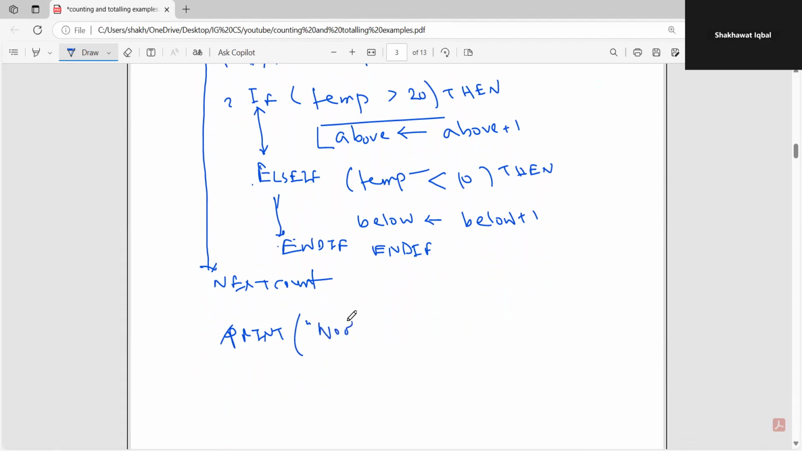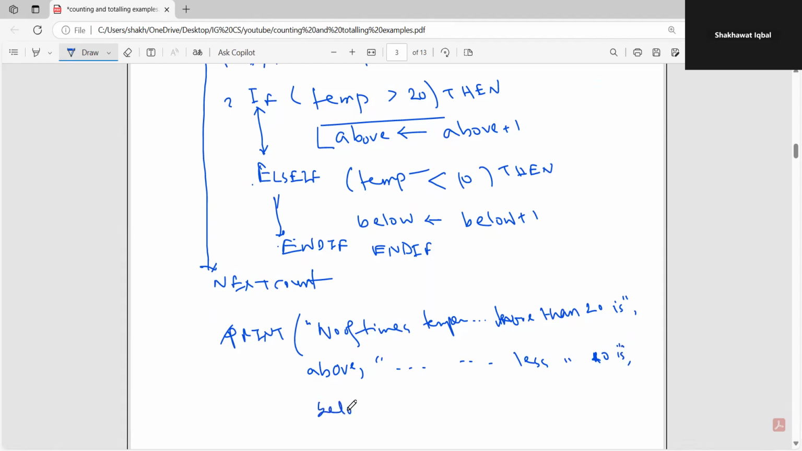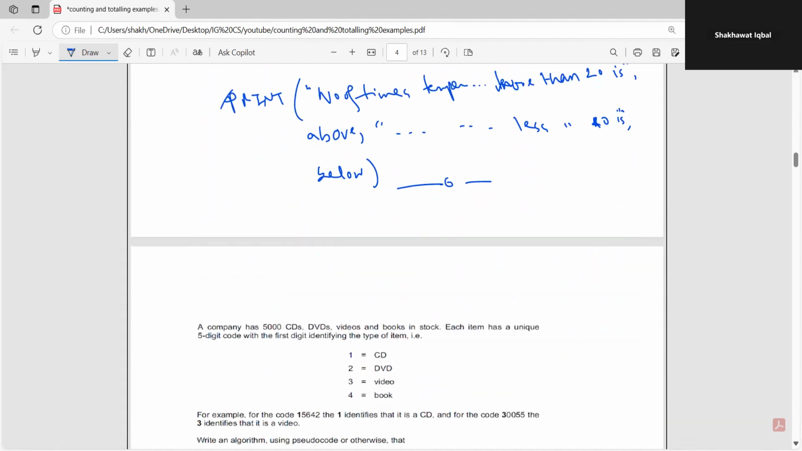You can write number of times, temperature, less than 10, 20, more than 20, you can write a very nice sentence, no issue at all. Meaningful, okay? Is about, comma, number of times, temperature, less than 20, less than 10, sorry, is below. That's it. So I hope it's clear to you. Let's do the next one.